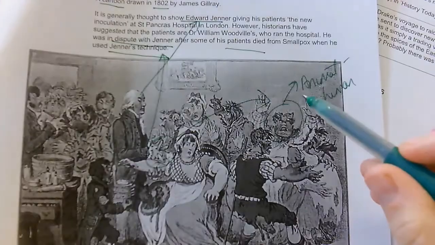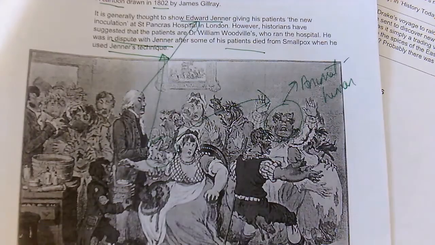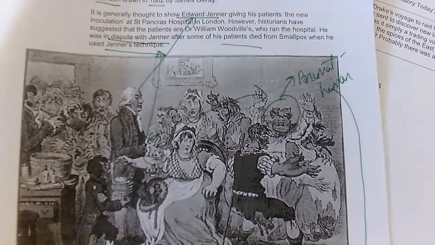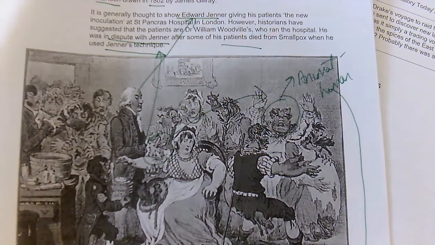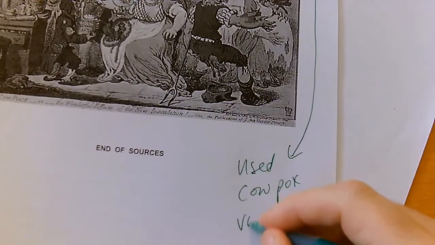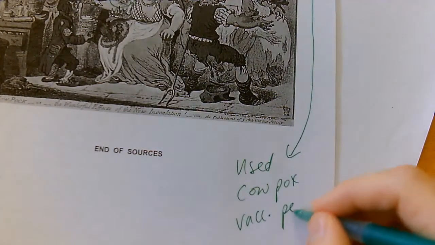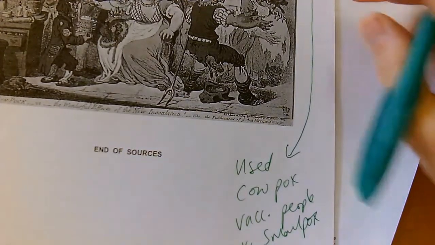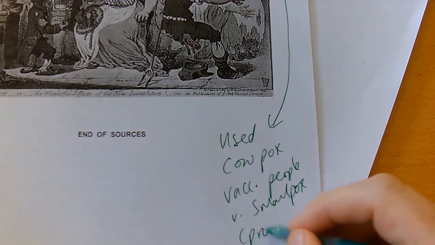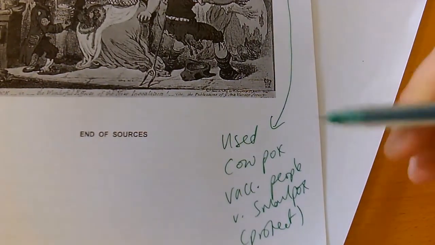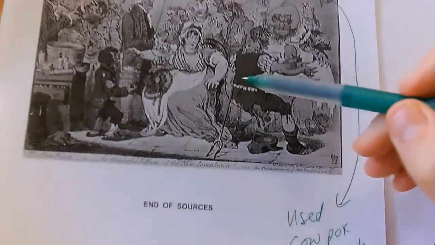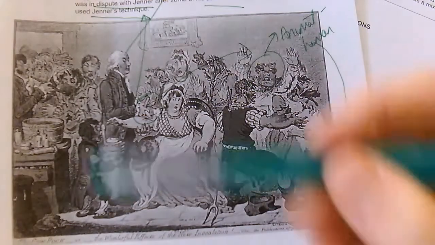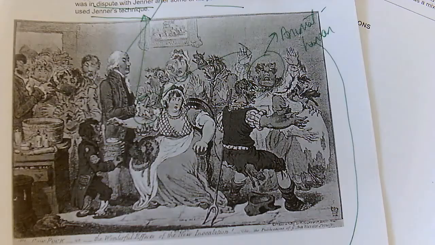So if I can see that it's turning them into some kind of weird animal human, well then I want to use my knowledge to say that he used cowpox in order to vaccinate people against smallpox. In order, in other words, to protect them against it. I am using my knowledge to explain why the cartoonist has drawn things this way. There's nothing in this cartoon which tells you that. You know that, therefore you have to explain it yourself.